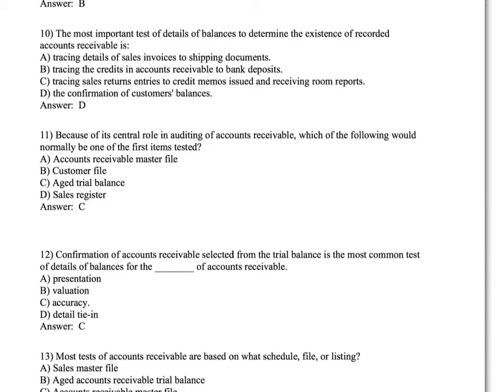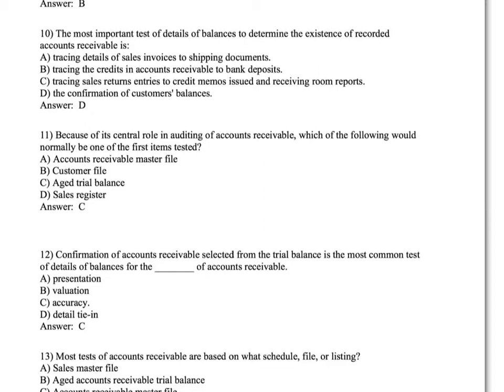Number 11, because of its central role in auditing of accounts receivable, which of the following would normally be one of the first items tested? Again, the trial balance, this is the AR aging that you used for the majority of your testing when you did the AR case study.